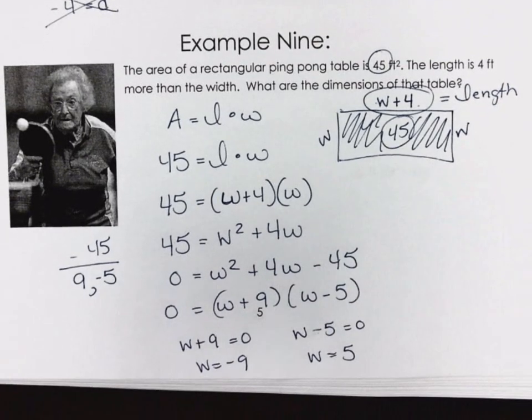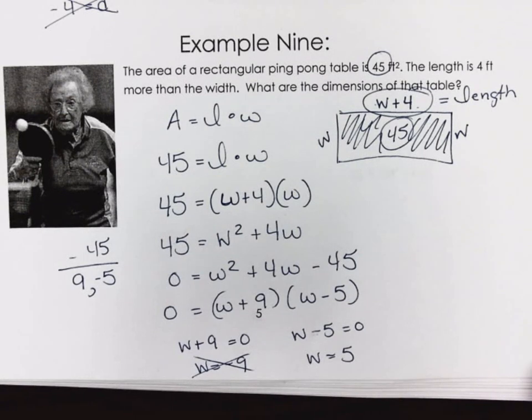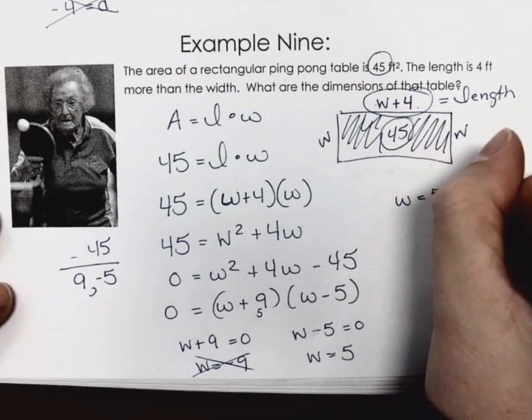Okay, I got 2 answers here. Which one makes sense in the context of this situation? The one that equals the positive number, right? Like the one that equals 5. Can I have a width of negative 9 feet? If I said, okay, I need you guys to measure negative 9 feet, can you do that? So we're going to reject this one, not because the math doesn't work on that one, but because it doesn't make sense in this particular situation. So my width is 5 feet.